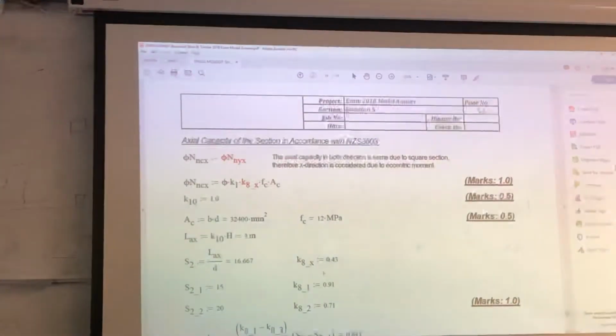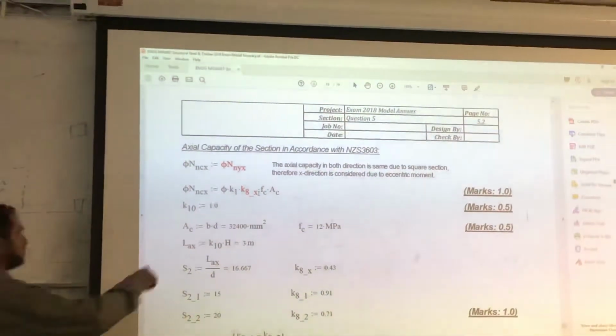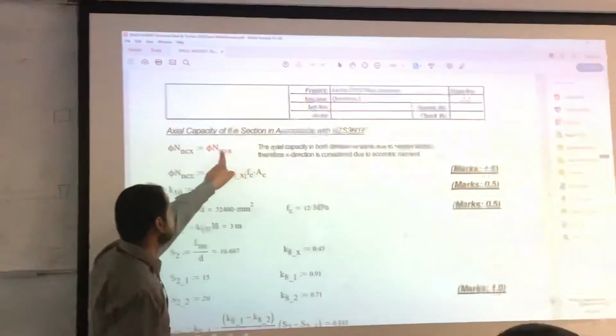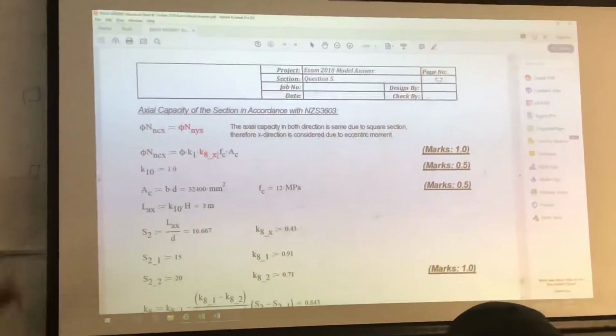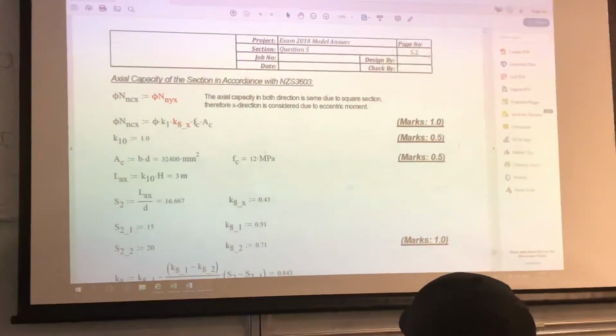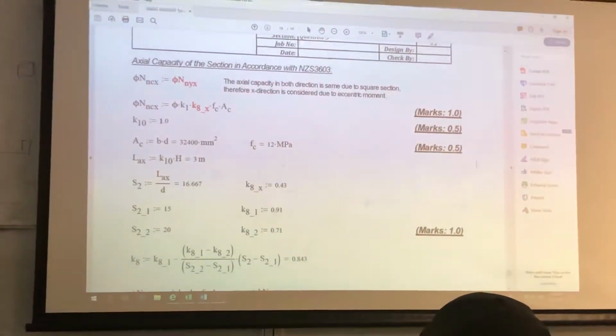I have to move on. Again, I got a square section, so NCX is equal to NCY. That is, it should be NCY rather than NYX, it should be NCY. I make mistakes, typo errors. It's not basically a typo error, right?